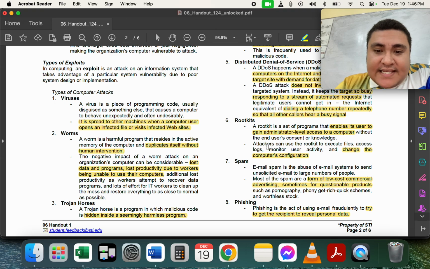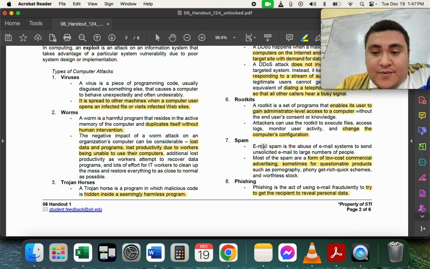The 7th one is spam. This is actually a low-cost commercial form of advertising. Sometimes it's questionable, like they advertise products which are fake or not existing. Sometimes they promote pornography, phony get-rich-quick schemes, and worthless stuff. So be careful on that one.